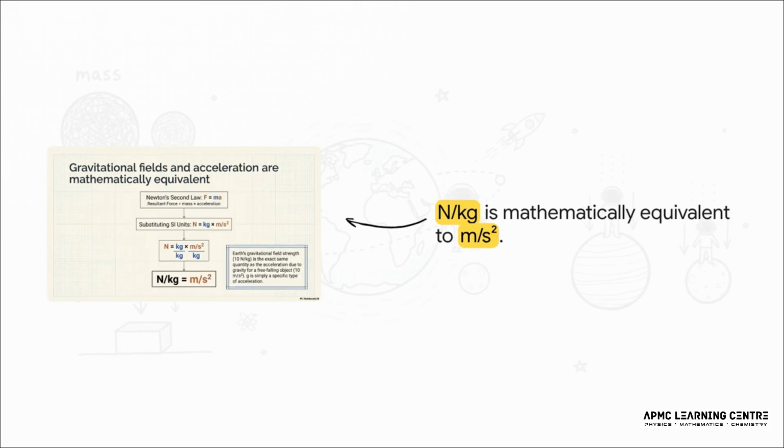I also want to quickly point out this really fascinating mathematical equivalence. We just established that Earth's field strength is 10 newtons per kilogram, right? Well, if you substitute the standard SI units using Newton's second law of motion, force equals mass times acceleration, the math perfectly reduces down to show that newtons per kilogram is the exact same thing as meters per second squared, which means Earth's gravitational field strength is literally identical to the acceleration of a free-falling object at 10 meters per second squared. Little g is a specific type of acceleration.